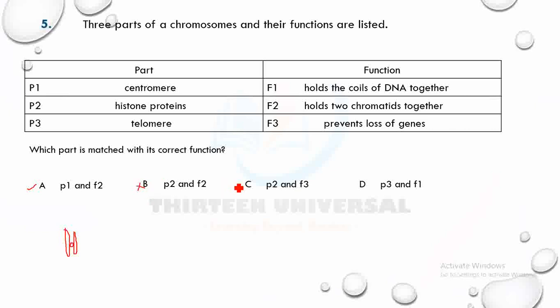Now if you check C3, it says histone proteins prevent loss of gene. Nope. What prevents loss of gene is telomere. Alright. The P3, which is telomeres, holds the coil of DNA together. Now that is a function of histone protein. Of course, this is wrong. So the answer is A.